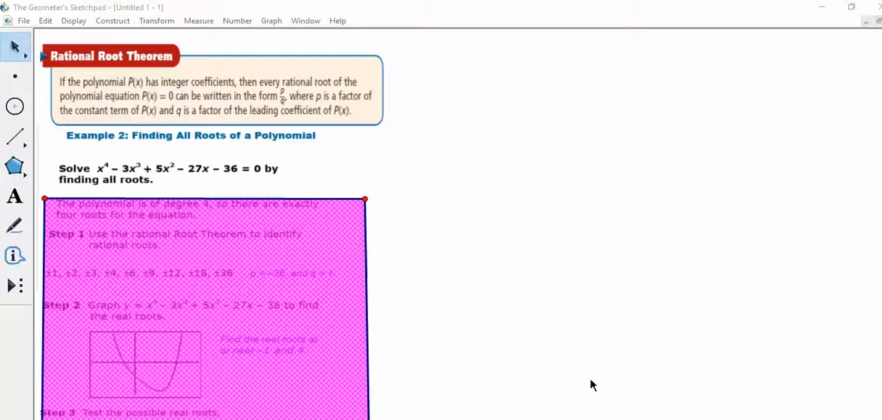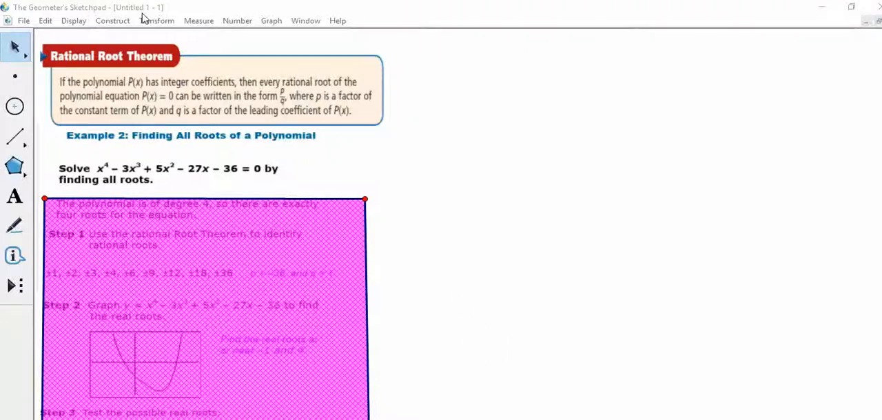Hello, this is Ms. DB, and I'm going to do an example of how to find the roots of a polynomial function. And the example that I'm going to do is actually on your worksheet. So if you are watching this, open up your worksheet and do some of the work as you go.